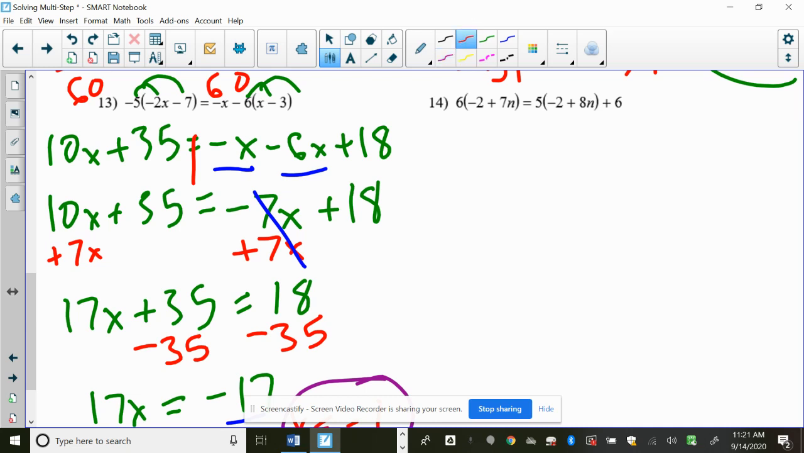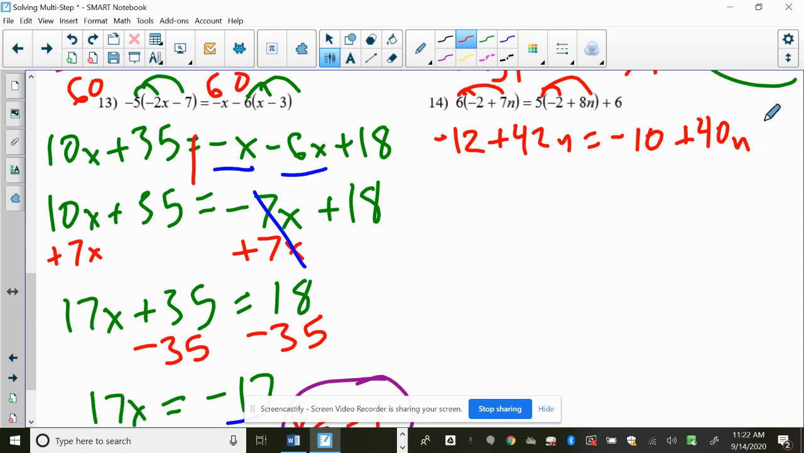All right, let's see how we did. So we're going to distribute across parentheses first. So 6 times negative 2, negative 12. 6 times 7n, plus 42n, equals, multiply the 5 to both. 5 times negative 2, negative 10. 5 times 8n, plus 40n. Notice there's still that plus 6 at the end, so check your work and make sure you still carried over that plus 6 at the end.